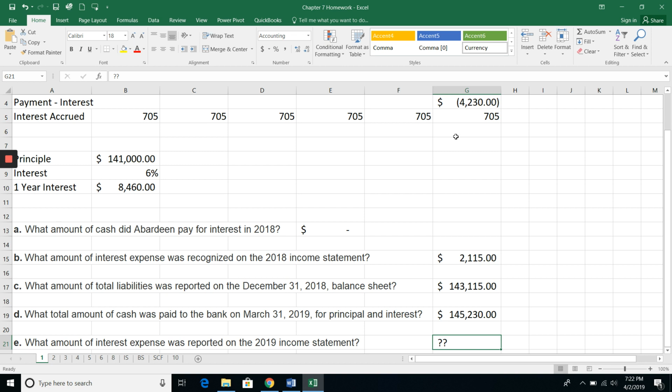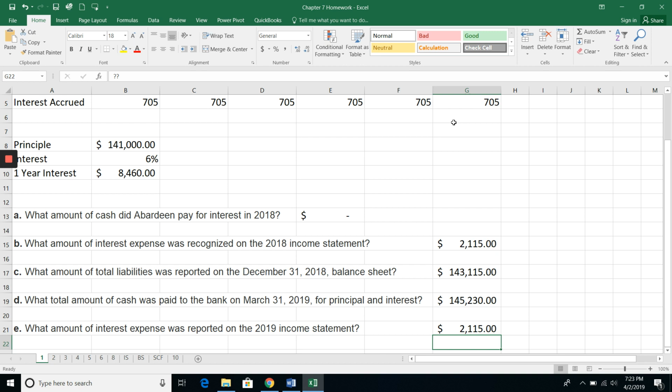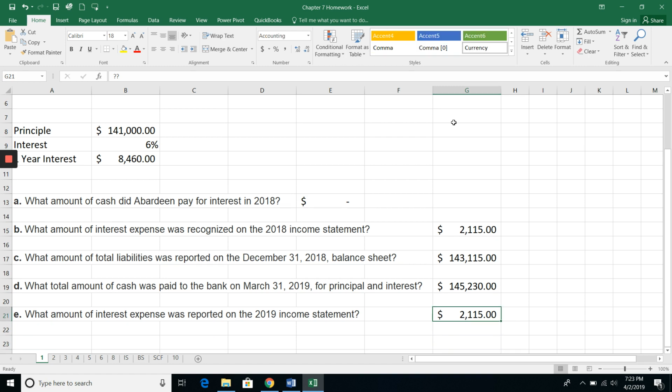What amount of interest expense was reported on the 2019 income statement? Well, we had a grand total of $4,230 in interest expense. We have $705 each month. We already figured out that these 3 months total up to $2,115. So these 3 months are also $2,115. 3 months that relate to the 2019 year. So those were the couple of questions there for question 1.